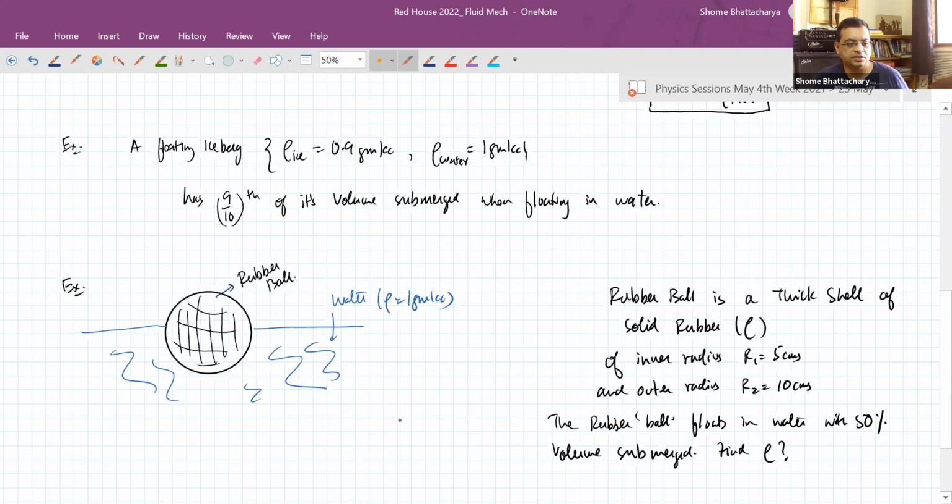Okay, so if you cut that rubber ball, its structure looks like this. It's a thick shell of rubber. It's hollow from inside. It's a thick spherical shell.